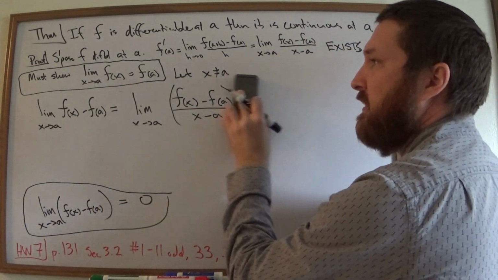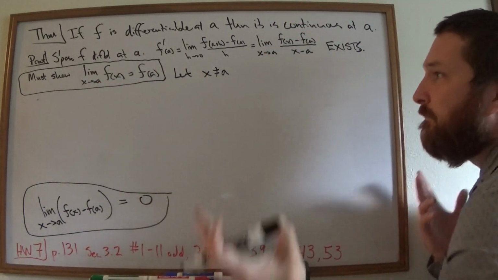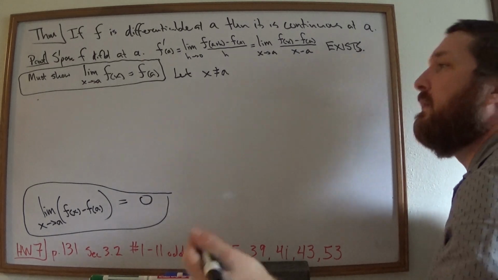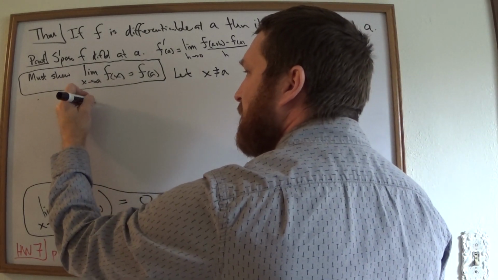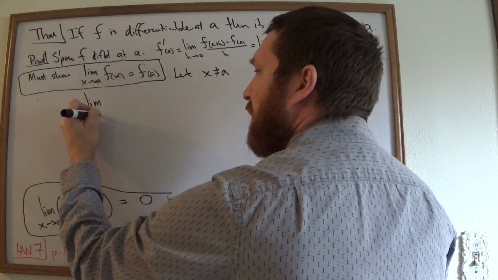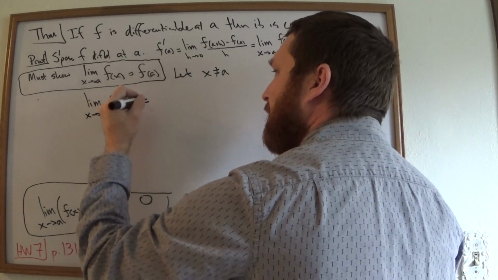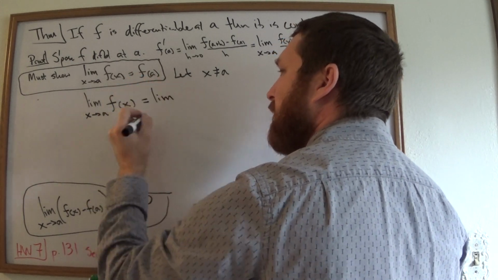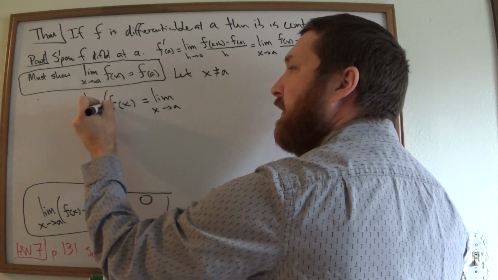Now I need to show that the limit of f of x is equal to f of a. Well, let's see, what could I do? This is a nifty trick. If you ever take analysis, you'll be really used to using this trick. In fact, when you see this trick, you're going to go, oh man, I've seen this somewhere before. So I'm going to go ahead and do this right here.